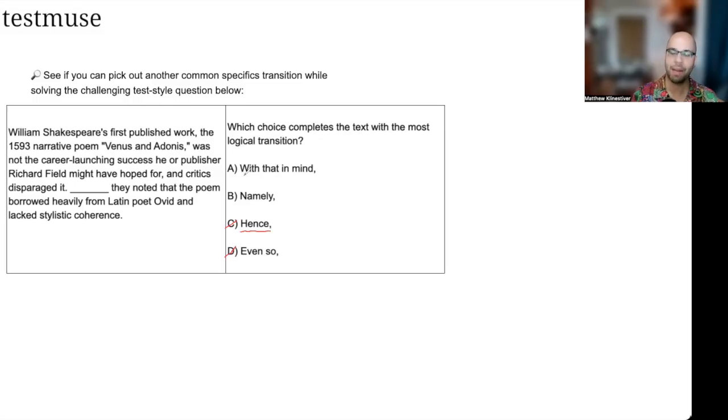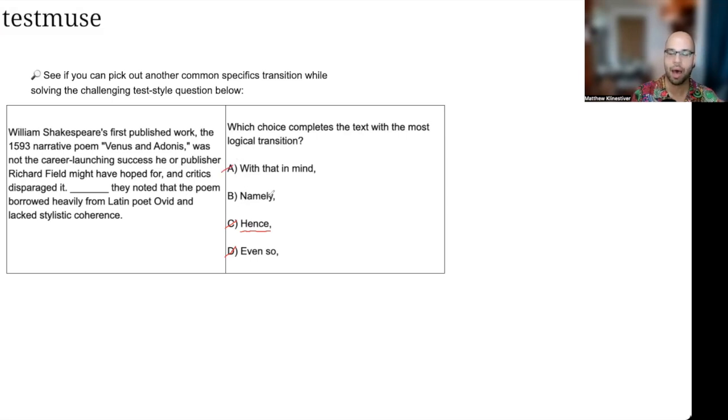With that in mind means that you've got a particular thing that you're thinking about, right? So this would show a related point. They disparaged it with that in mind. Publisher Richard Field decided not to publish any of Shakespeare's future poetry, for example, right? Doesn't exactly work here. We're looking for something that means specifically, and actually namely has the same meaning, right?